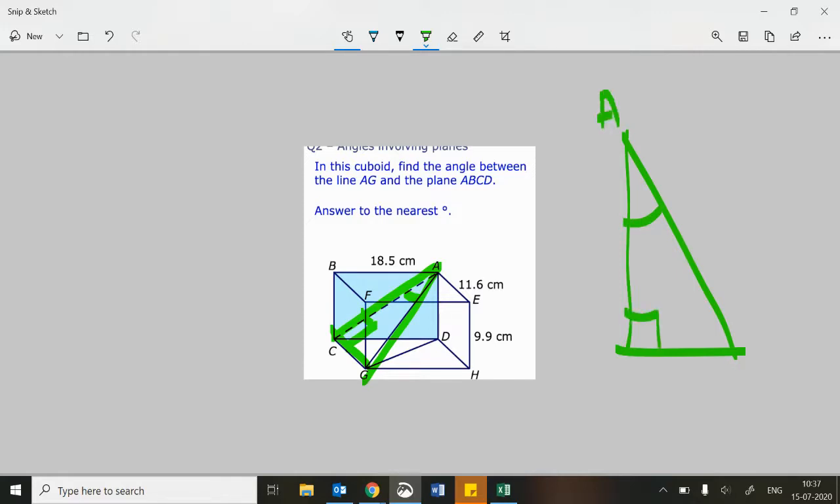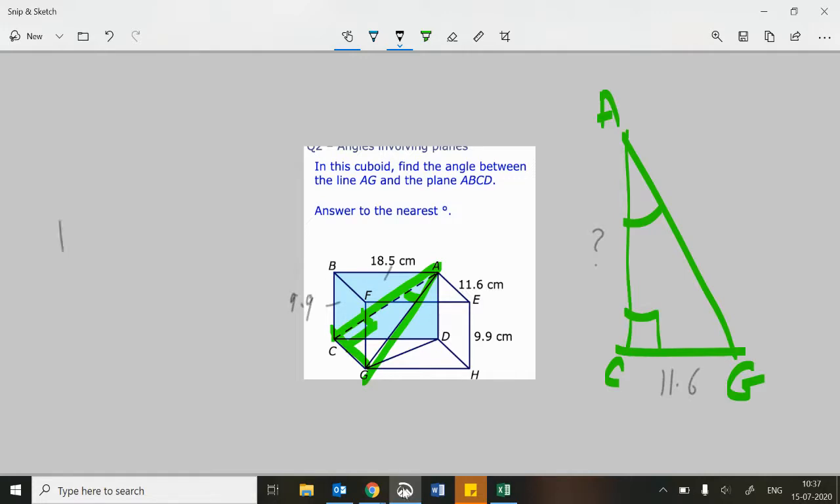I'm just redrawing this out. We've got C and we've got G there, and we know some of the measurements already. We know that C to G is 11.6. 11.6 is the same as this length, this length, this length, and this length. I can see that we're going to need to use tan here, because we can work out length A to C. The length of A to C is quite easy to find because we have 11.5 in this length, and let's call this one here 9.9. That's the height of this thing.